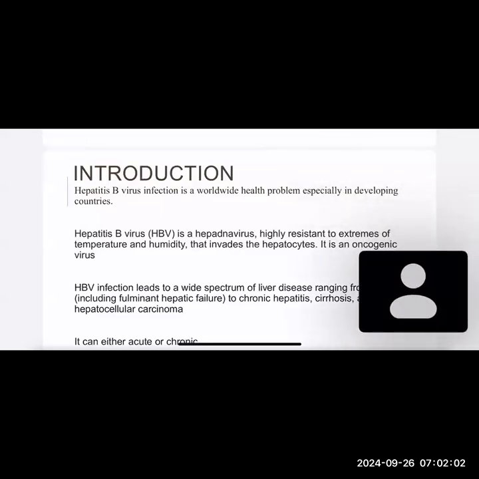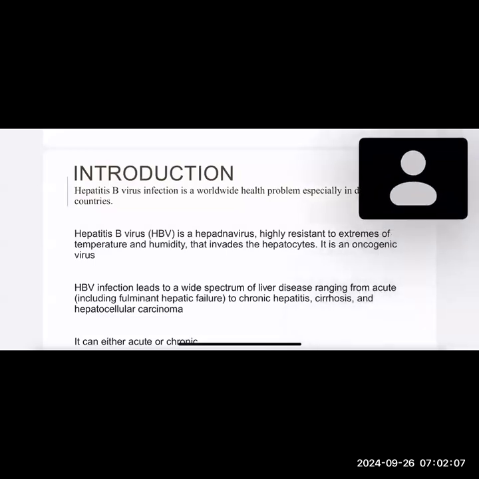Hepatitis B virus infection is a worldwide health problem, especially in developing countries. It's a hepadnavirus, and it's highly resistant to extremes of temperature and humidity and invades the hepatocyte. It's also one of the oncogenic viruses. It leads to a wide spectrum of liver diseases, ranging from acute viral infections that could include fulminant hepatic failure to chronic hepatitis to cirrhosis and hepatocellular cancer. It could be acute or chronic.